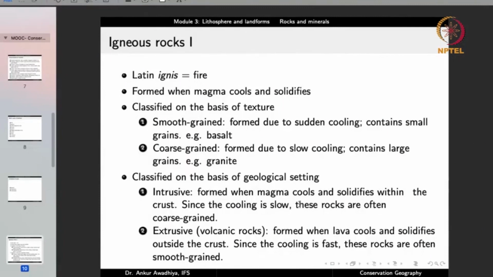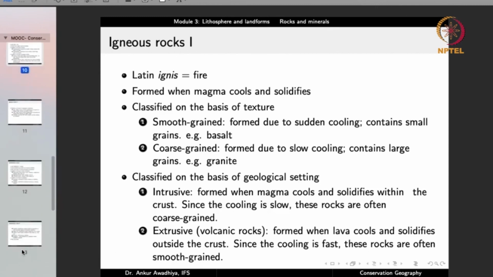Now on the basis of their geological settings, we can have intrusive and extrusive rocks. Now they are also very similar. Intrusive rocks are formed when magma cools and solidifies within the crust. And since the cooling is slow, these rocks are often coarse grained. So intrusive is when the cooling and solidification is happening within the crust. Extrusive rocks, also known as volcanic rocks, are formed when lava cools and solidifies outside the crust. That is, it has come out. And since the cooling is fast, these rocks are often smooth grained.